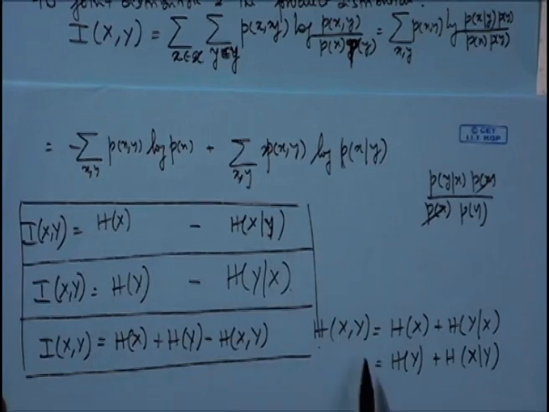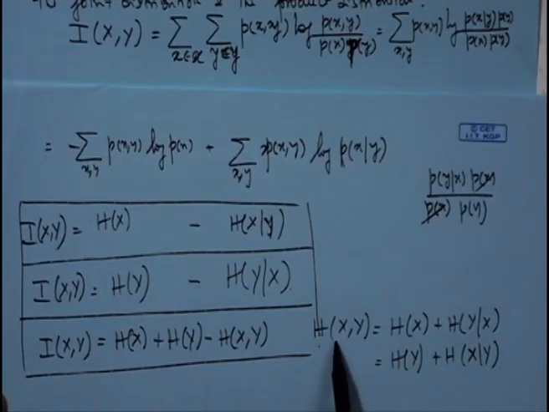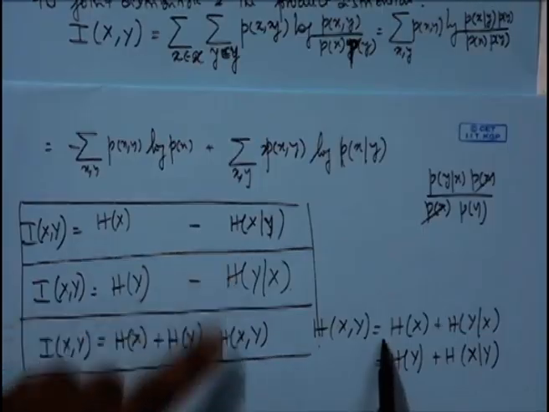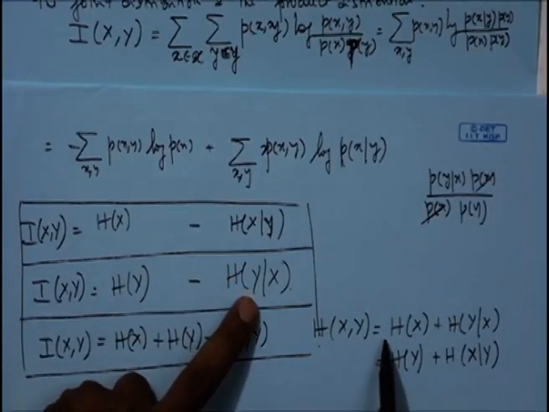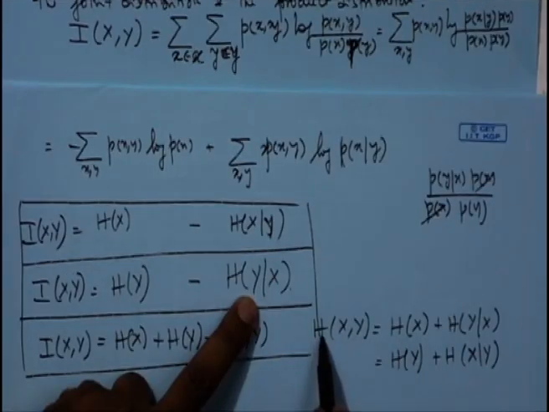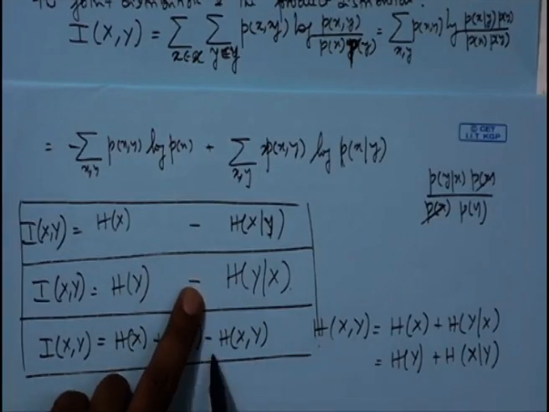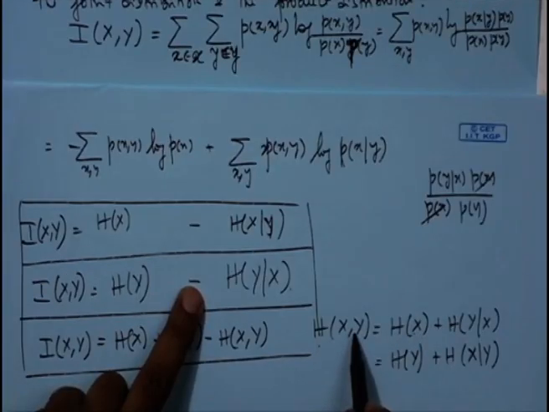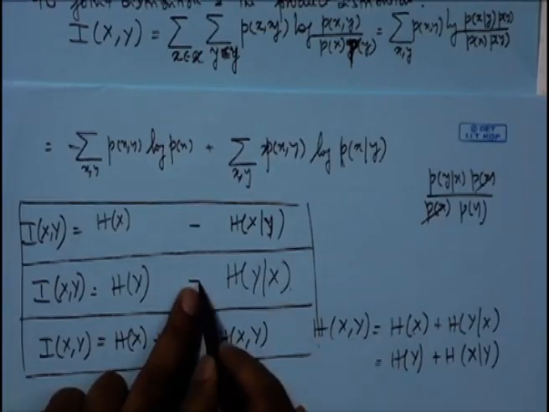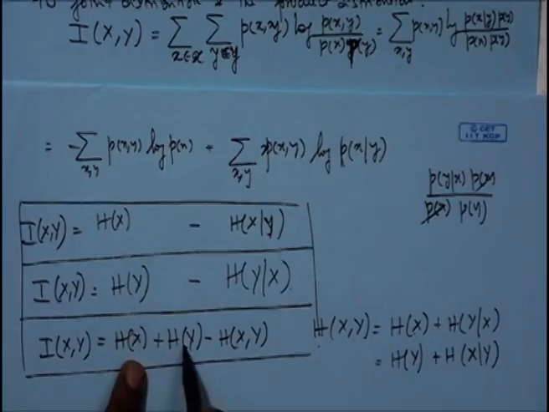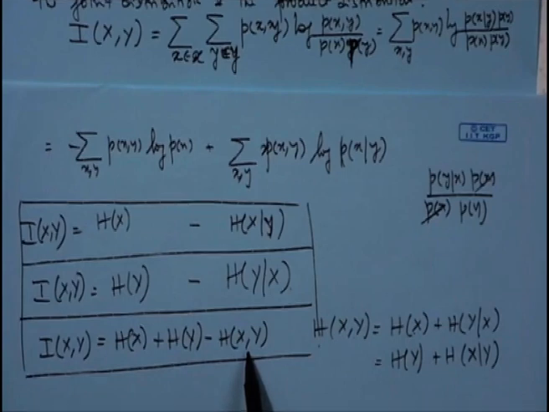Here we can see that h of y given x is h of x y minus h x. So h of y given x is equal to h x y minus h x. When the minus h x comes to this side, minus and minus become plus. So we have h x plus h y minus h x y.